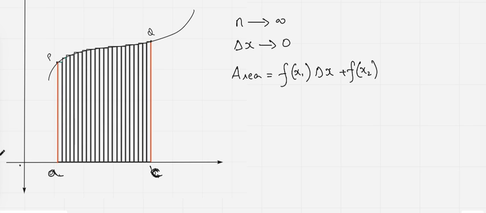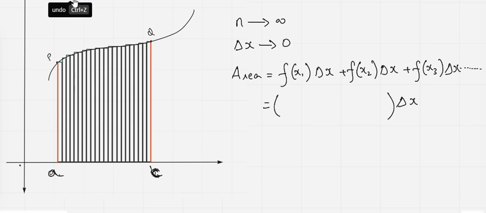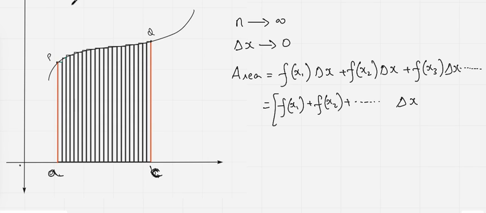I'm going to write hardly 2 or 3 areas, something like that, and then I just continue it. That's how I represent it. So you see, I just take out my common width, which is constant throughout, outside. Inside the bracket, what is left are the lengths of infinite rectangles. So I'm going to take the summation of all these lengths. Alright, that's what I'm going to do.